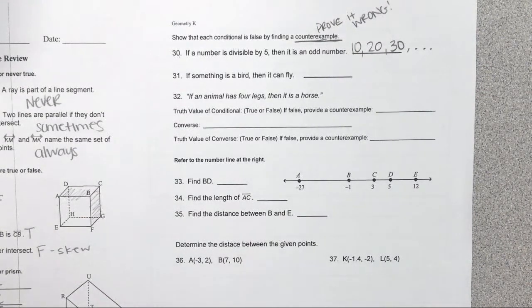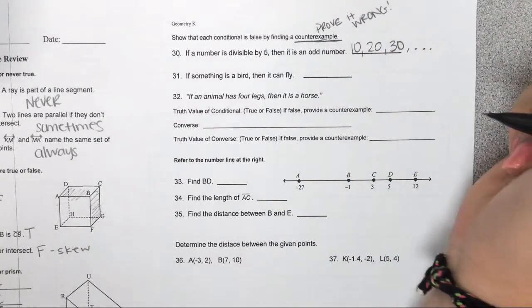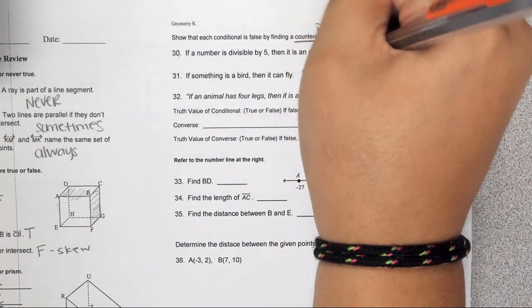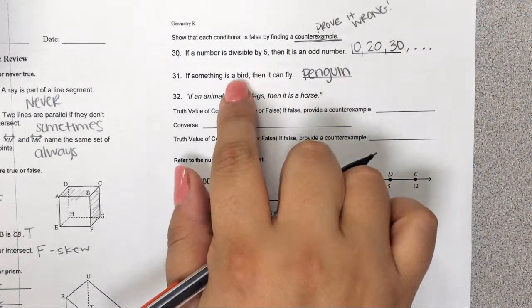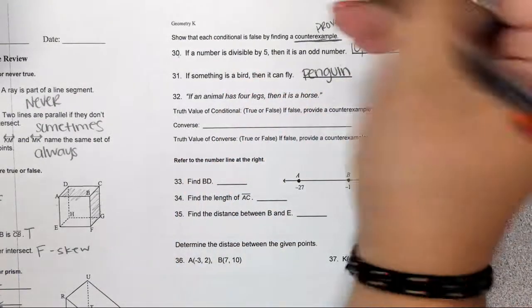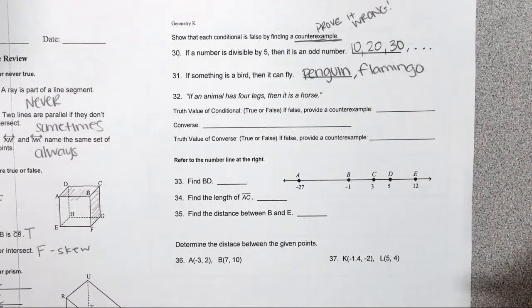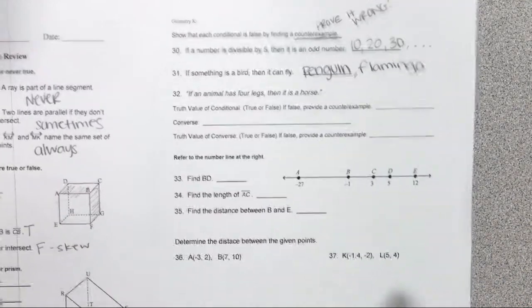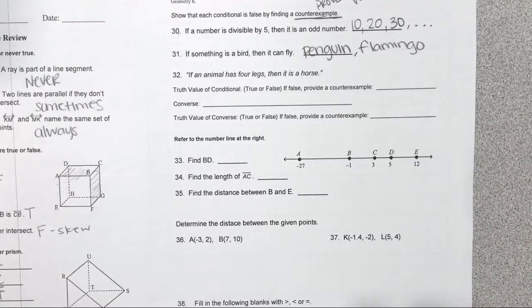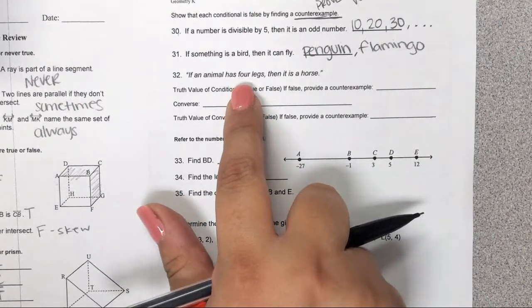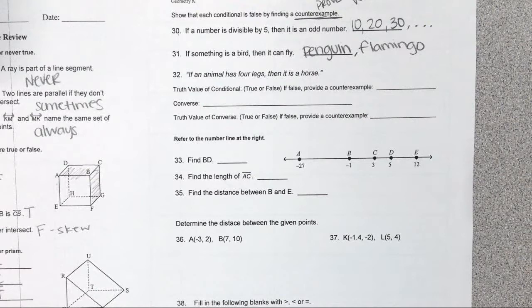If something is a bird, then it can fly. Can we prove that wrong? A penguin? Can penguins fly? A penguin? But it has to be a bird. Chickens can fly. A flamingo? And I'm going to say an ostrich, but I can't write that out. Okay. If an animal has 4 legs, then it is a horse.